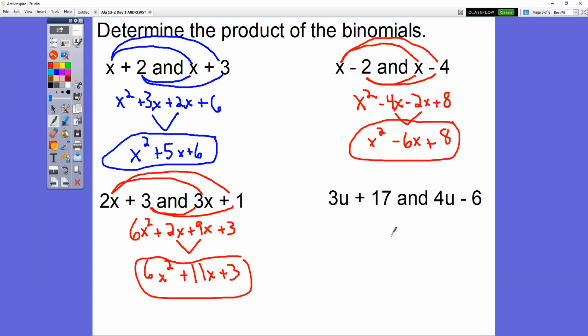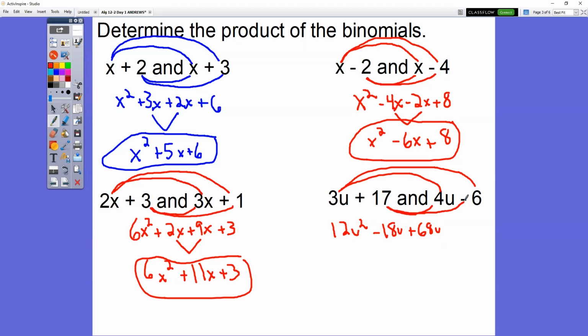Take a look at this one. Now, in this one, they're trying to trick you by not having x's, but having u's. Sometimes on the Regents exam, they do try and trick you like that. You're going to do it essentially the same way. 3u times 4u is 12u squared. Outers, 3u times -6 is -18u. Inners, 17 times 4u is 68u.